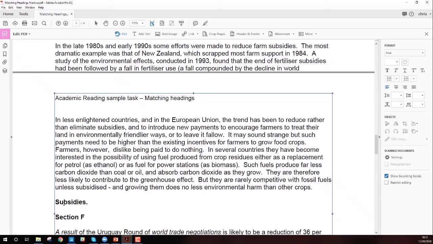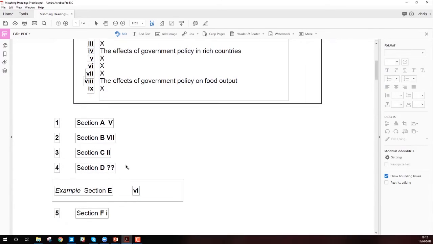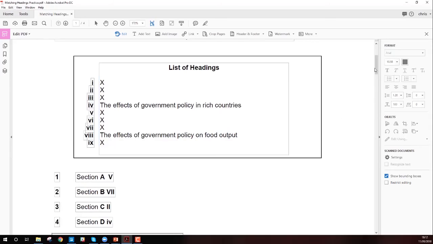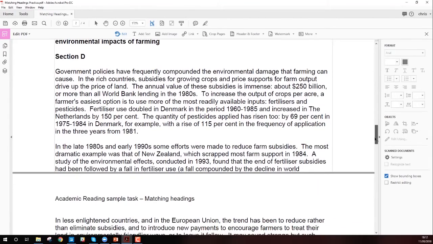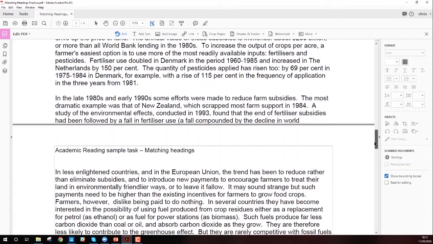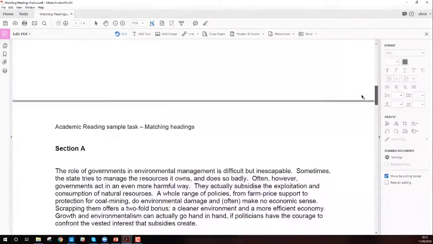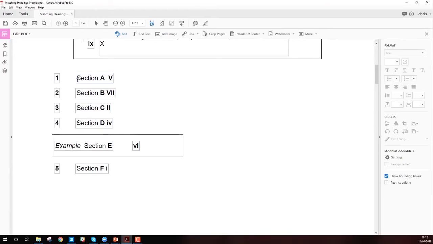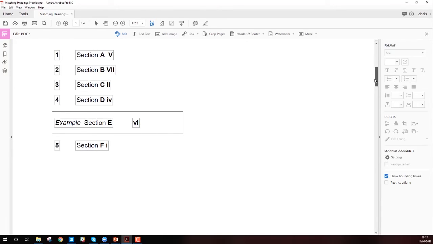So let's see, rich countries: Denmark, a rich country; New Zealand, rich country; European Union, rich country. Okay, so it's not subsidies. It is, hopefully, for rich countries. Why is it not effects of government policy on food output? Let's just double check that. So it's not really talking about food output. Okay, so we're pretty certain it is what we say it is. Okay, so now let's look at the answers to see if I'm correct, and hopefully I don't have to make this video again, because if I'm wrong, I'll have to do it all again. Or we might be able to learn some lessons if I'm wrong.